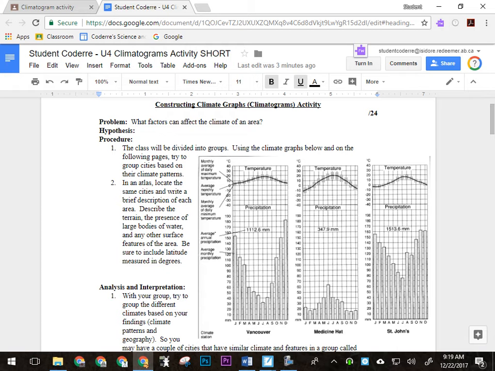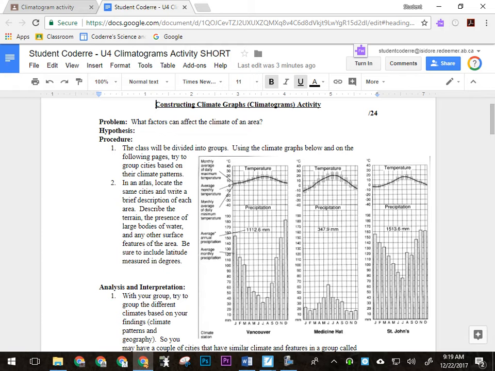So for each city, you're going to come up with a list of things that you think could affect its climate. You'll list the latitude, in degrees north. You'll list the altitude in meters, and then have a look at that information along with the climatograms of the groups you made.